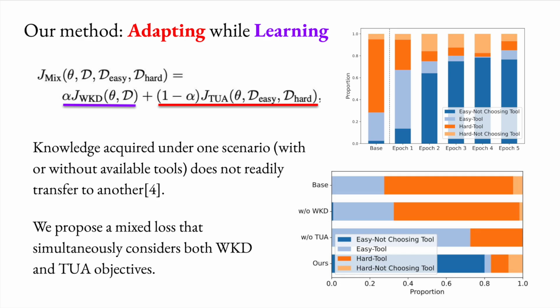The effectiveness of our mixed training method is shown in the experimental result in this figure. In our ablation study, if we ablate the world knowledge distillation or tool usage adaptation, the model will both over rely on tools, and if we eliminate the world knowledge distillation, it won't learn more knowledge. Only with our mixed method can we get a result that shows the model not only learns knowledge but also gets a more intelligent tool usage adaptation.